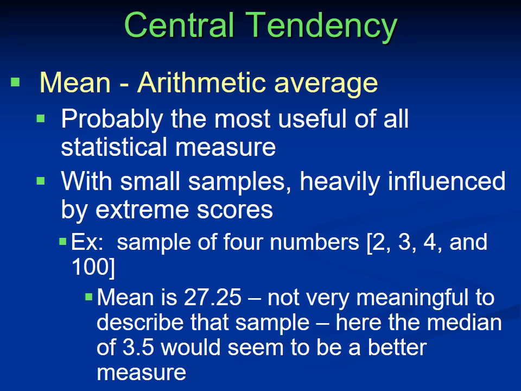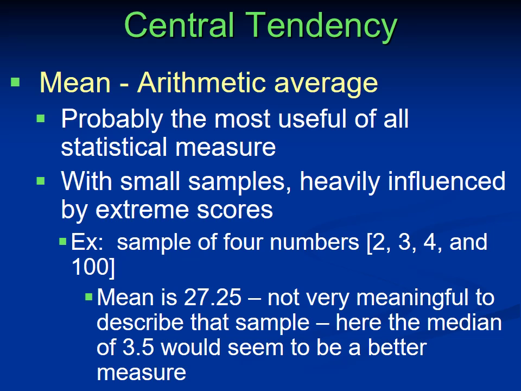Starting with mean, this one is really familiar to all of us. Mean is just the arithmetic average. You just add up all the values and divide by the number of values. Certainly this is probably the most useful of all the possible statistical measures of central tendency. You're going to see that we're going to use it over and over again as we move into learning inferential statistics. So the mean is going to be a very important figure for us.